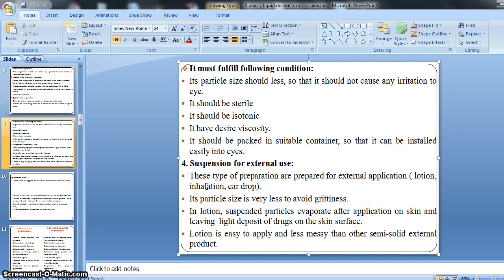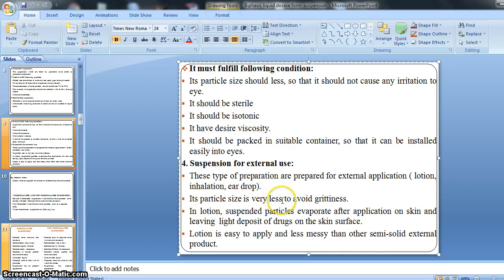That means inhalers are prepared with two kinds of preparation, either liquid or suspension, right? Most of the time liquid inhalers are used commonly. But sometimes, if our drug is insoluble, then suspension inhalers are preferred, the same as lotion. Then ear drops are also available in suspension form. Lotions, inhalers, and ear drops are externally applied or used. That's why these kinds of suspension are called suspensions for external use, right?